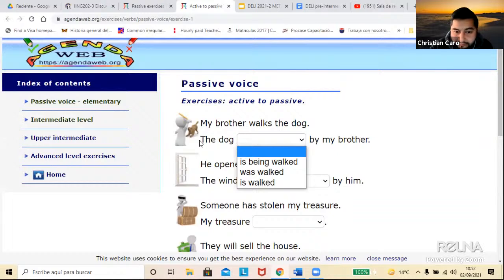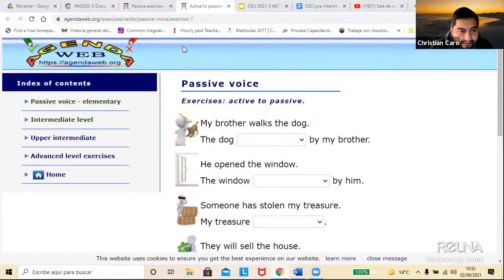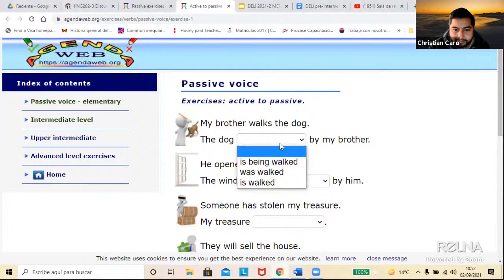So my question is, the dog is being walked by my brother, the dog was walked by my brother, or the dog is walked by my brother. So you can type the answer in the chat room, or you can use the microphone, whatever you want, guys. So I'm going to be reading you. Fran says, is being walked. All right. Do you guys agree with Fran, Andrea? The dog is being walked by my brother. Is that right?